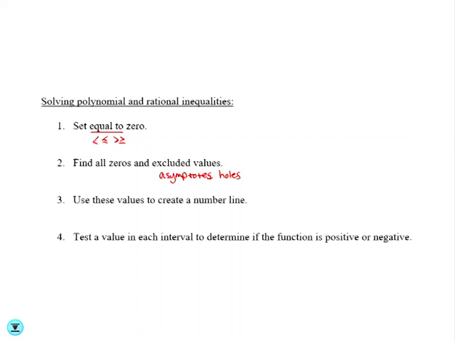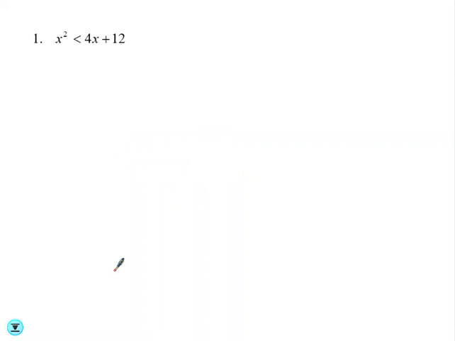So, let's take a look at our first example. We have x squared is less than 4x plus 12. So, much like we would do if this were an equation, we want to get everything to one side. Then we want to factor.